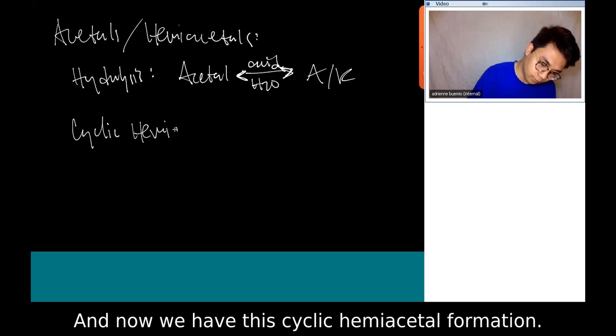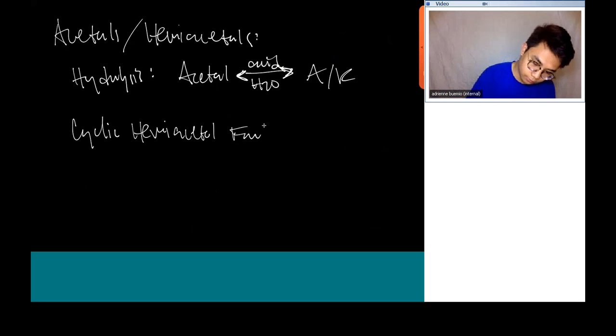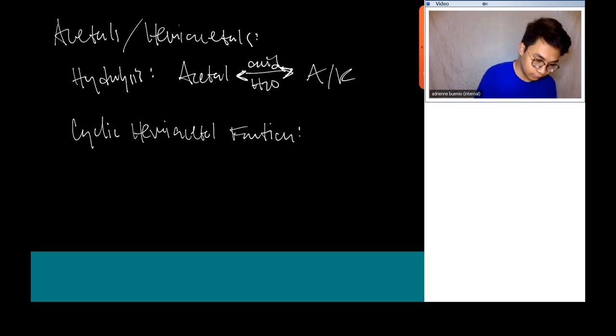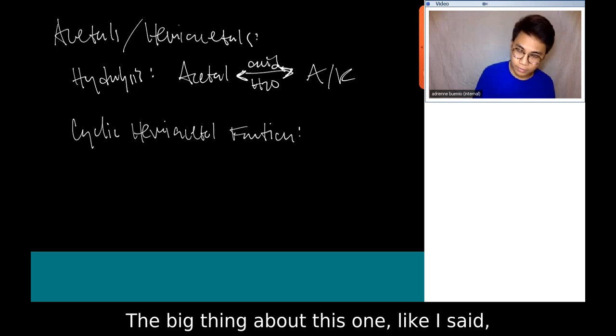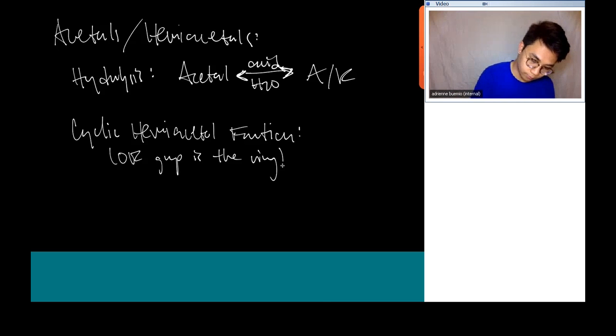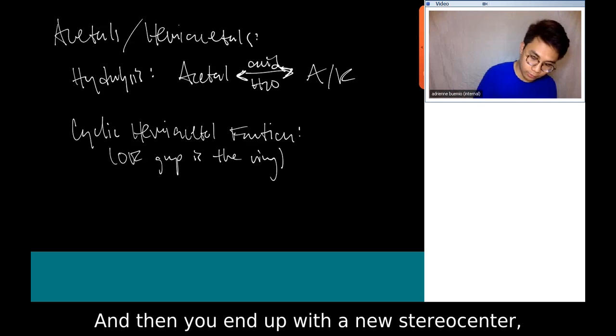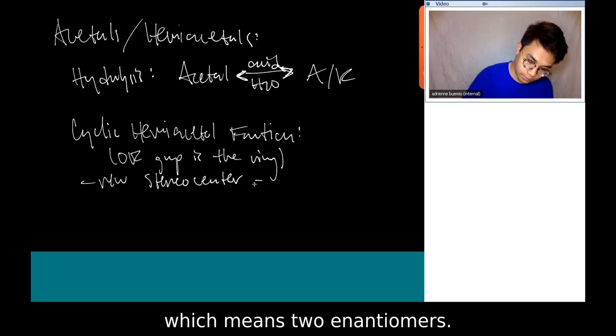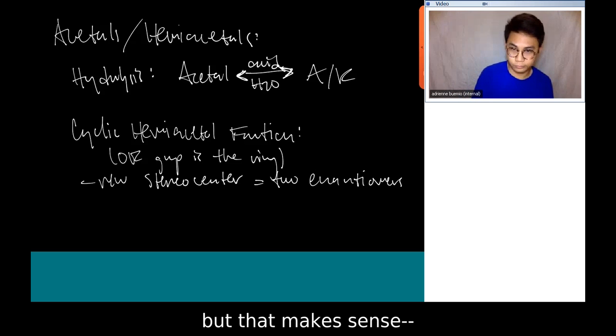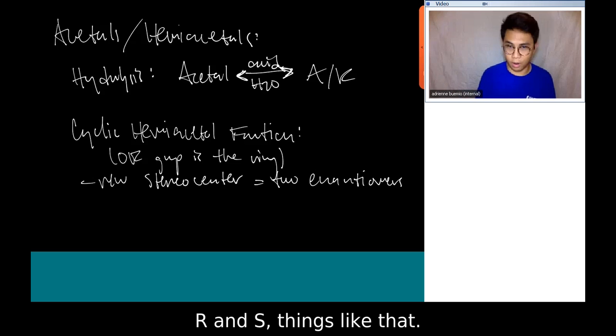And now we have the cyclic hemiacetal formation. So this one, the big thing about this one, like I said, the OR group is the ring, right? And then you'll end up with a new stereocenter, which means two enantiomers, right? We haven't talked about stereoisomers in a while, but right, that makes sense. R and S, things like that.